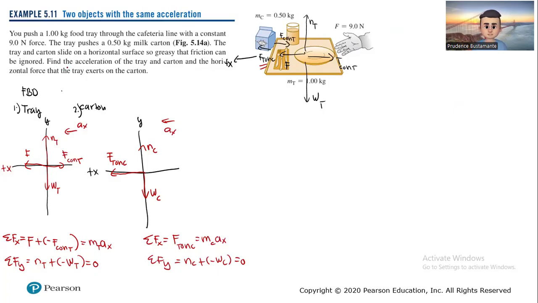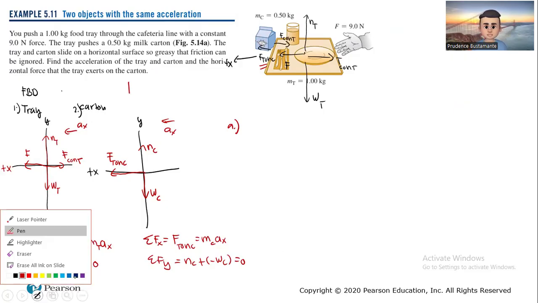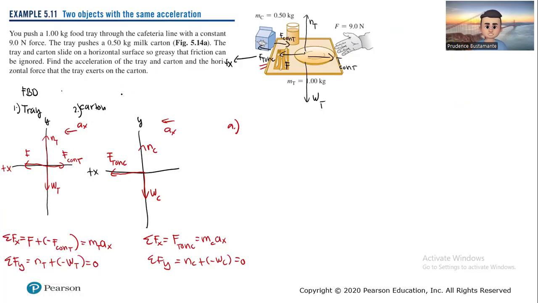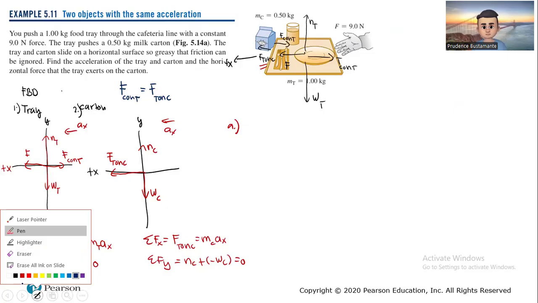what is asked is to find the acceleration of the tray and the carton, and the horizontal force that the tray exerts on the carton. So it starts with letter A. Let's find the acceleration first. Maybe we're gonna use this. But if you look at this one, we have an action reaction pair. The force of the carton on the tray is equal to the force of the tray on the carton. Okay. We can now use the equation.